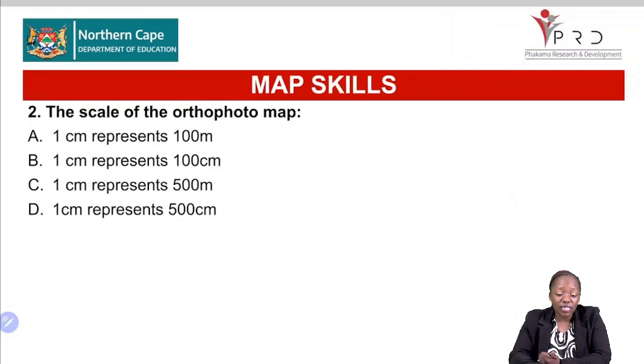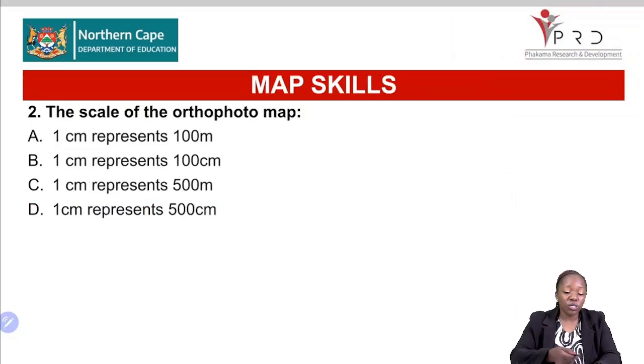Then we're looking at our second question. In our second question, it says the scale of the orthophoto map. Remember, we have learned this in grade 8 and 9, how to interpret the scale of the orthophoto map. So A, 1 centimeter represents 100 meters; B, 1 centimeter represents 100 centimeters; C, 1 centimeter represents 500 meters; and D, 1 centimeter represents 500 centimeters. Remember the scale of the orthophoto map is 1:10,000. So I'm going to give you just a minute to figure out how to present the scale.